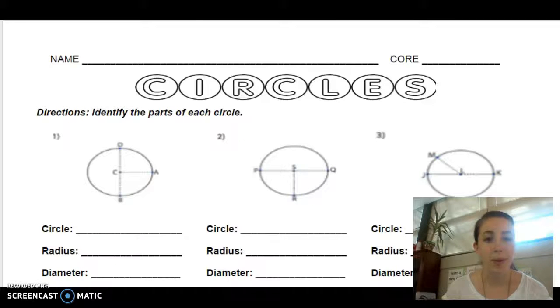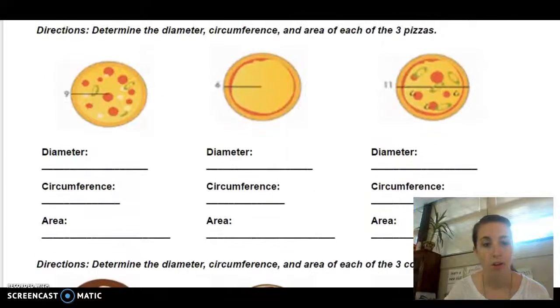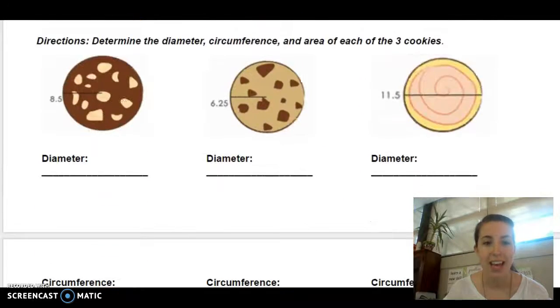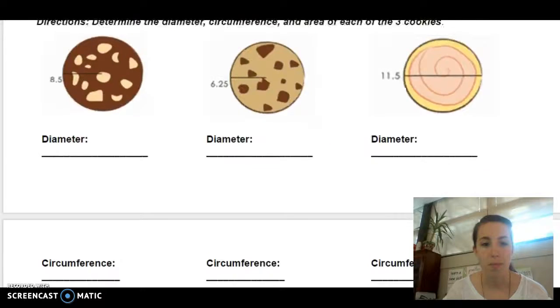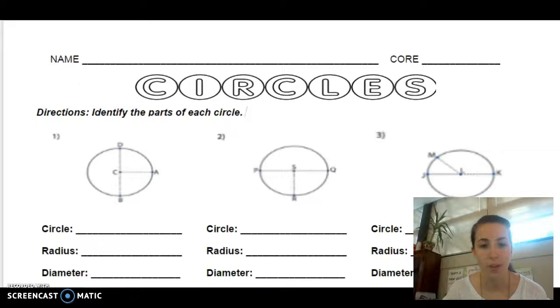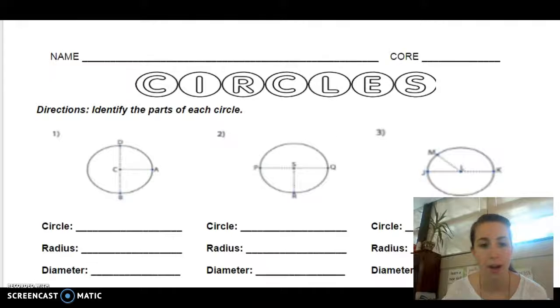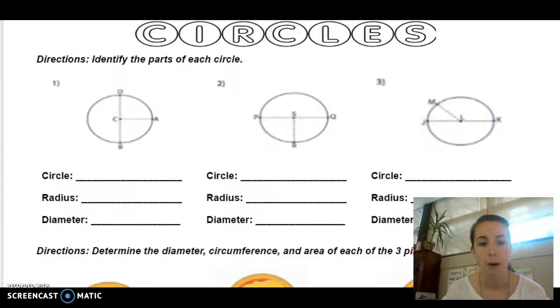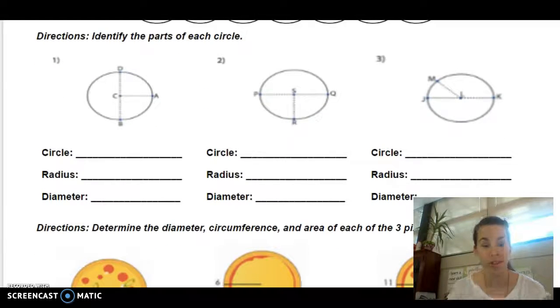Hi guys, I'm going to help you go through this worksheet by giving you an example on number one, the first pizza, I should say, and the first cookie. So mine is going to be a little bit different than yours because it looks a little bit bigger, but I'm going to show you how to answer all of these questions.